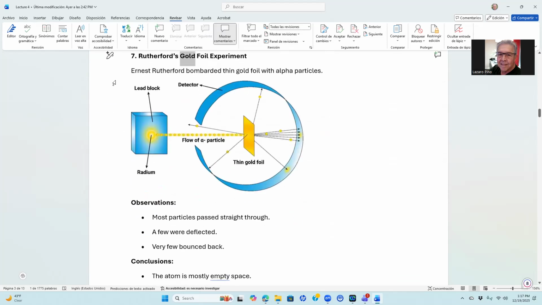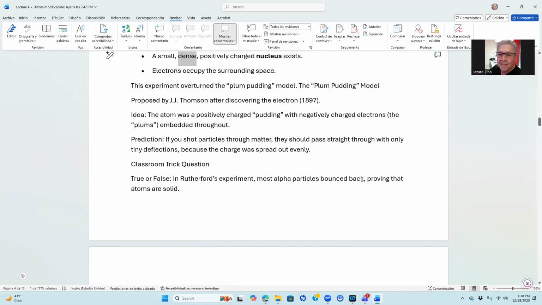7. Rutherford's gold foil experiment. Ernest Rutherford bombarded thin gold foil with alpha particles. Observations: most particles passed straight through. A few were deflected. Very few bounced back. Conclusions. The atom is mostly empty space. A small, dense, positively charged nucleus exists. Electrons occupy the surrounding space. This experiment overturned the plum pudding model.